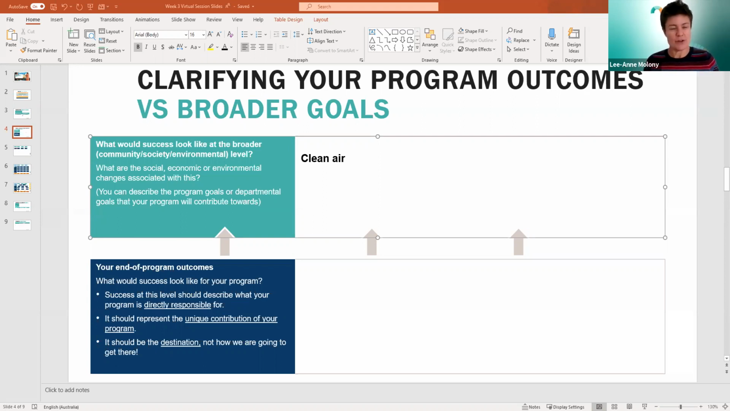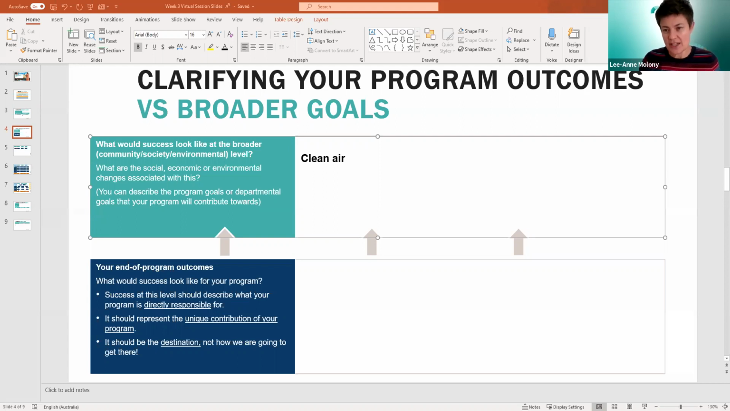So the Castlemaine program will contribute to clean air, but it certainly can't be held responsible or held accountable for clean air in Castlemaine. This is a great example of why we would include this as a broader goal, but we wouldn't expect it to be an end of program outcome. We wouldn't expect the Castlemaine 500 project over 2 years with $500,000 to create clean air in and of itself. There's always other factors at play.